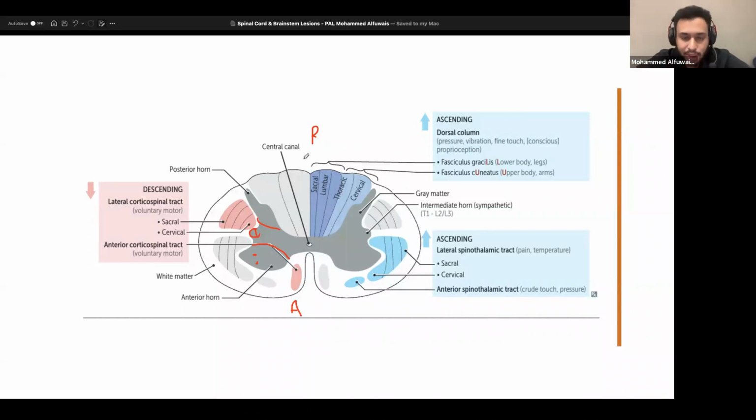Now, what are the dorsal column tracts specifically? You'll have two. You'll have the fasciculus gracilis and fasciculus cuneatus. If you look at this picture, the fasciculus gracilis will be carrying fibers from the lower part of the body, okay? And it will ascend upwards. The fasciculus cuneatus will be carrying fibers or sensations from the upper part of the body. So then it will go all the way up to the level of the brainstem. And can someone tell me which level of the brainstem it will go up to and synapse with the nucleus?